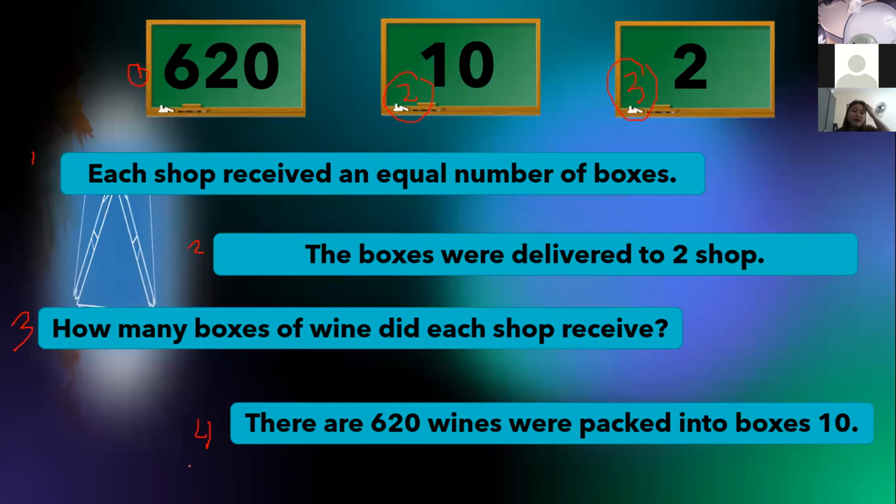Okay, very good. The four, because again, I told you, you just follow the given number here. So it means this is one, the next one is two. So here in one sentence, we have the given, there are 620 wines were packed in two boxes 10. So it means we already have one and two. The given number is here, 1 and 2. So what will be the second sentence?